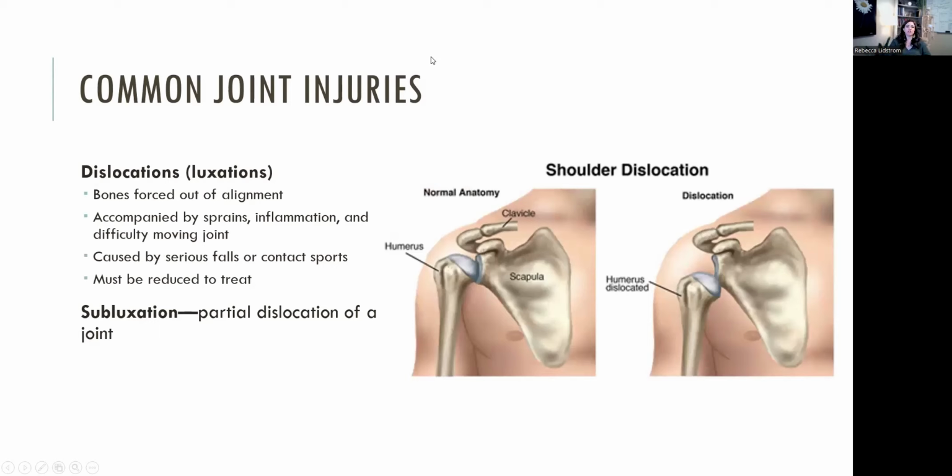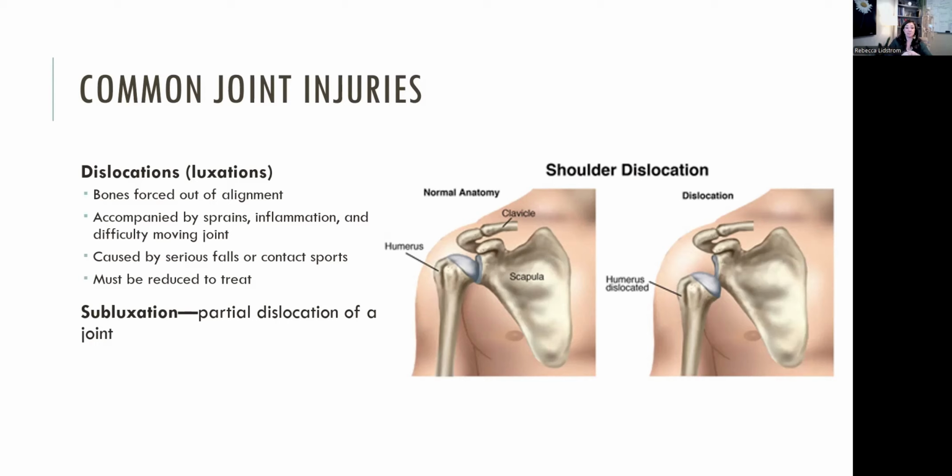So some other common injuries are going to be what we call dislocations or luxations, is another term for this. This picture shows a shoulder dislocation, which, as I mentioned earlier, tends to be one of the common dislocations that we have. And the bones are forced out of alignment in this. And this can happen because of sports, accidents. Usually this is going to be accompanied by sprains, because as those two articulating points are stretched or moved away from each other, the ligaments that hold them together are often going to be stretched. So we do see that with them.